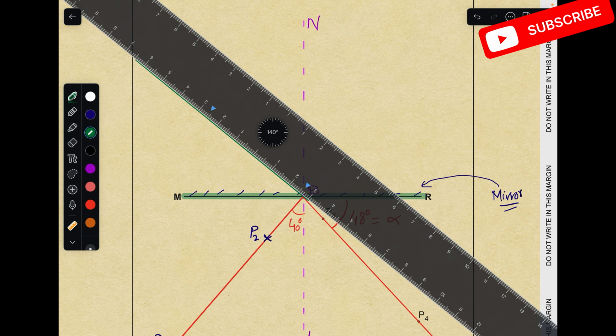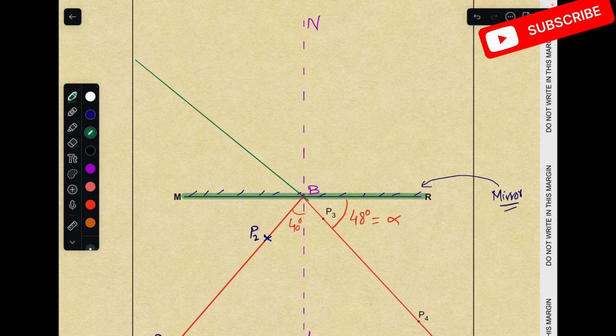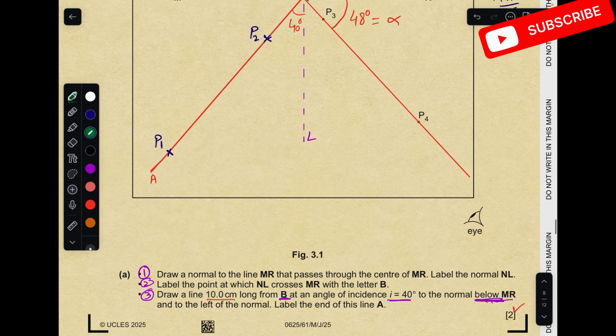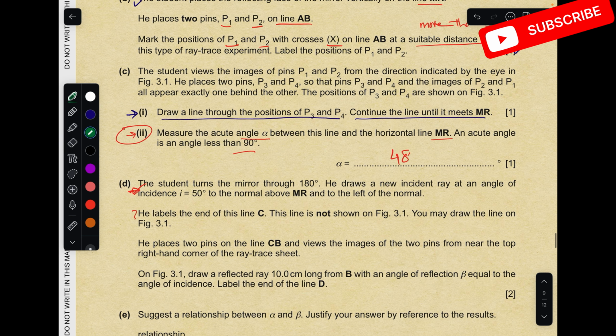Okay, so this is 50 degrees. You can measure it with the protractor. They have called it I. Okay, and now let's move to the next instructions. This one we are going to try.